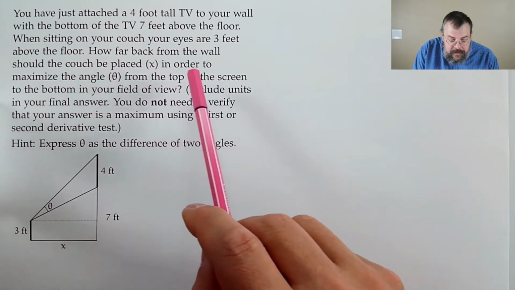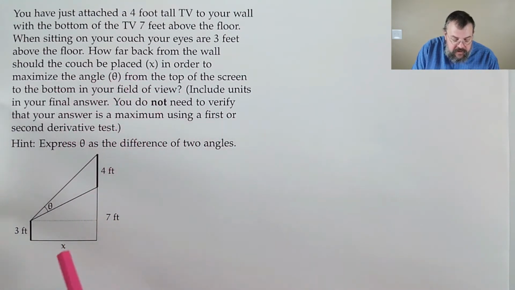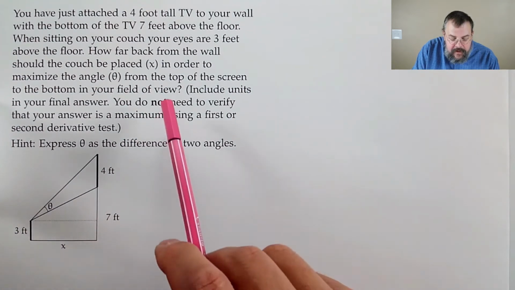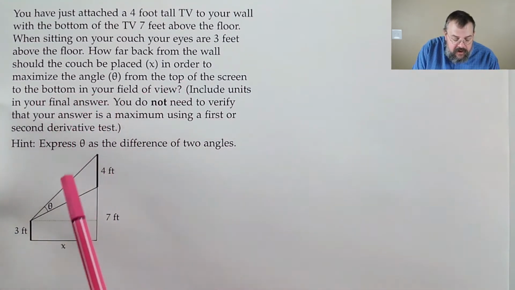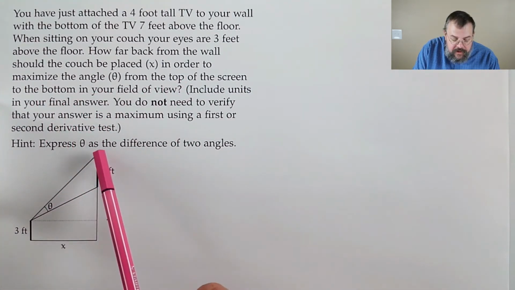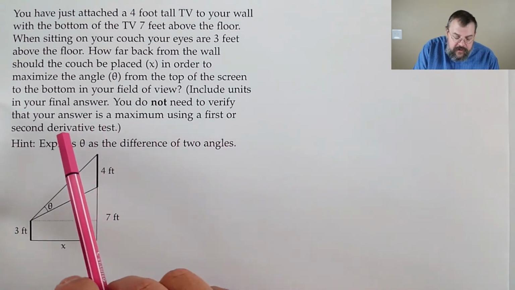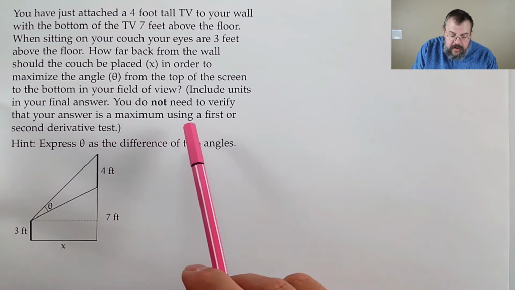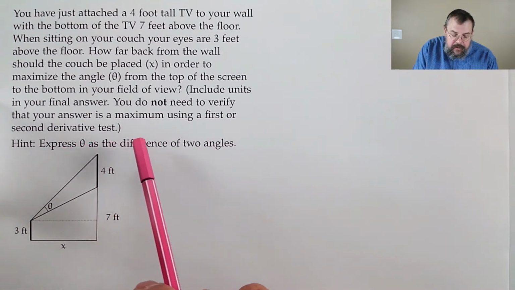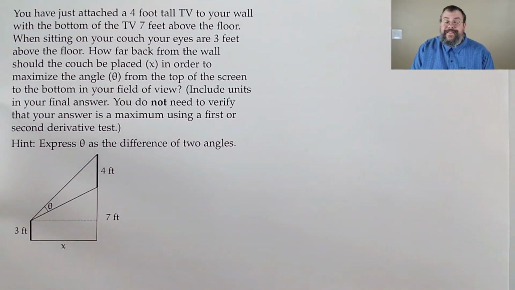Now, where are we? How far back from the wall should the couch be placed, x? Oh, they've already given us variable names. In order to maximize the angle theta from the top of the screen to the bottom in your field of view. Include units in your final answer. You do not need to verify that your answer is a maximum using a first or second derivative test. Oh, that's nice. We can skip that part. Cool. And there's even a hint.